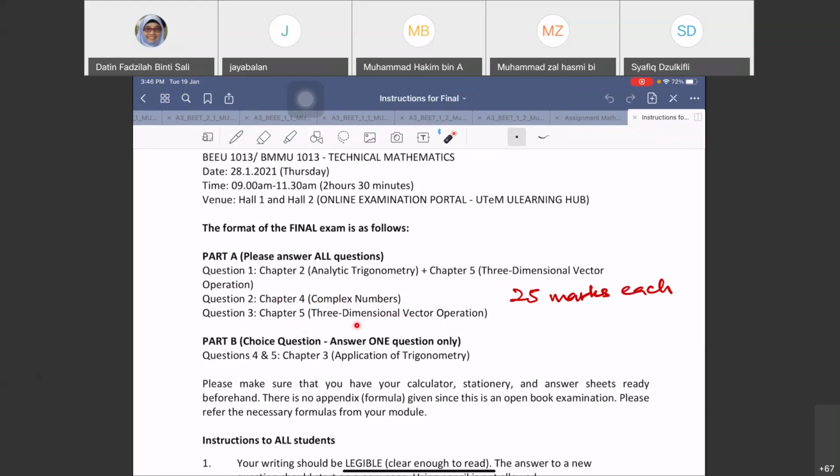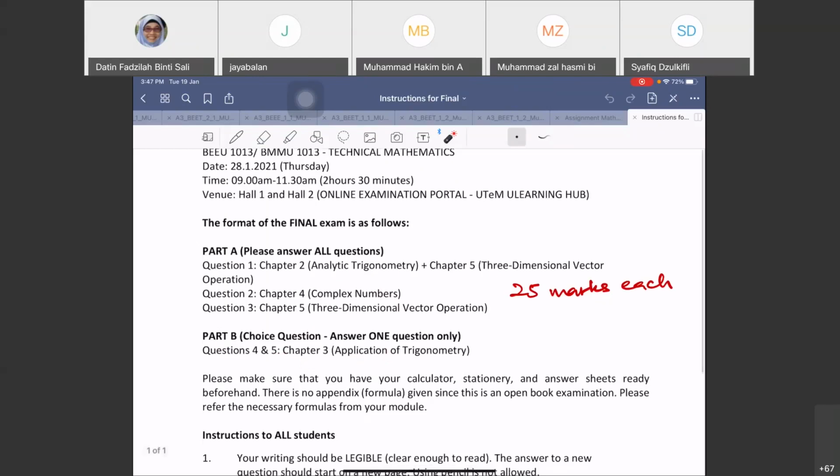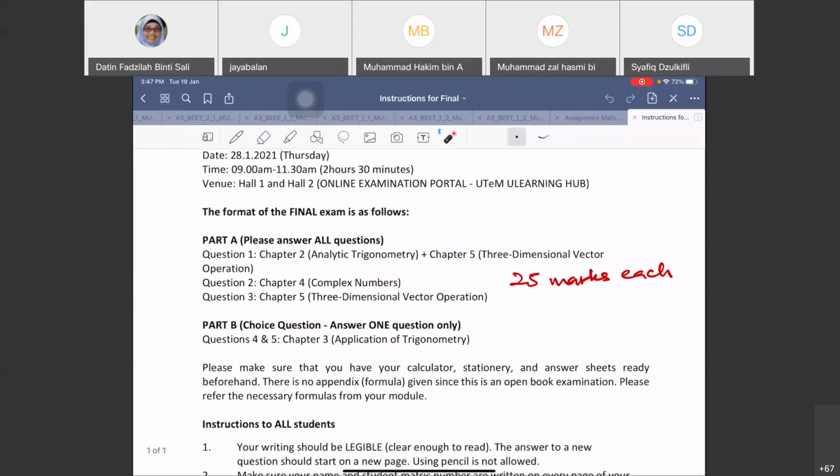All right, chapter 5. And part B is a choice question where you are given 2 questions, but you just choose to answer one. Both questions are coming from application of trigonometry, so you need to answer one application of trigonometry. Altogether there are 4 questions, so each question is worth 25 marks. That means the total will be 100 marks for your final exam.